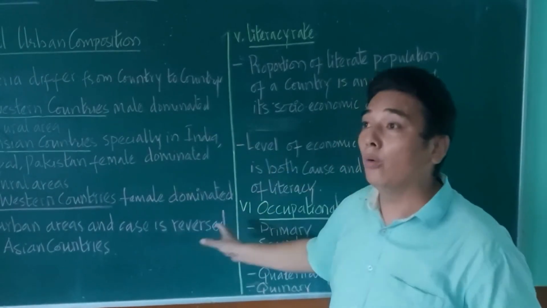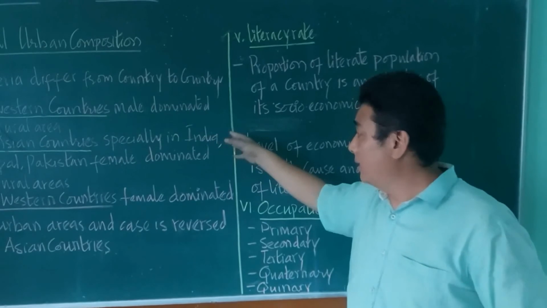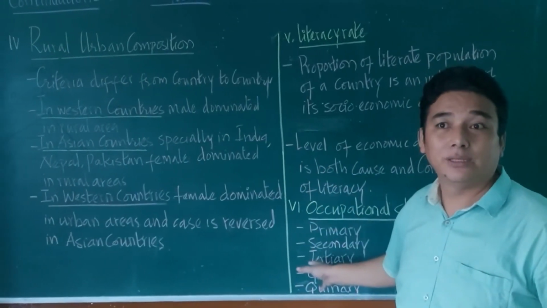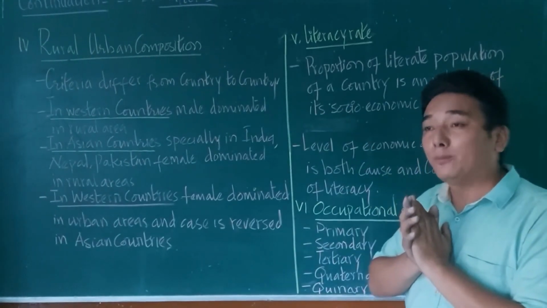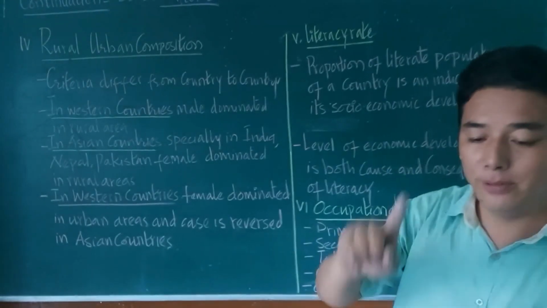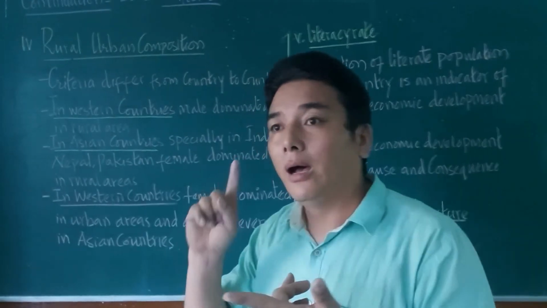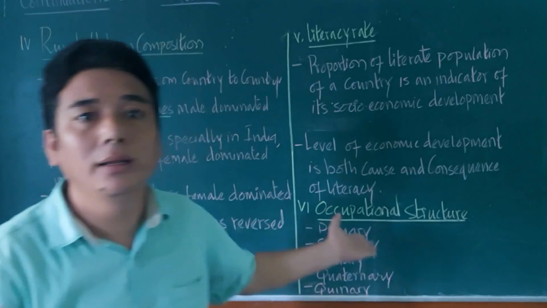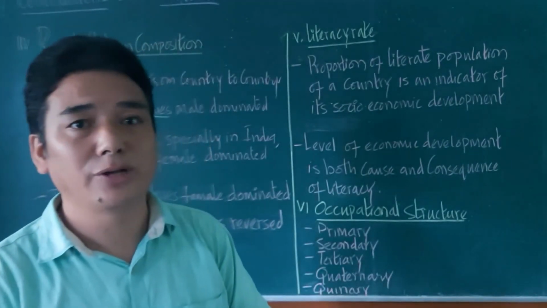So in whole, we can say that populations are engaged in different kinds of activity. And so these are the different compositions of population: the sex composition, age structure, age-sex pyramid, rural-urban composition, literacy rate, and the occupational structure. With this, we have finished chapter number 3. Thank you so much.